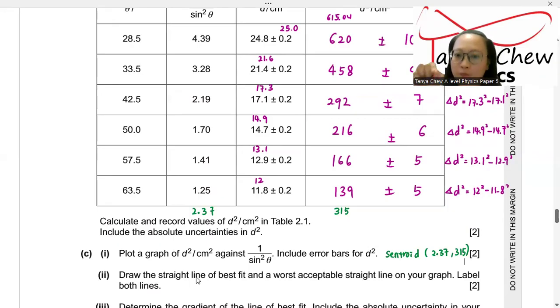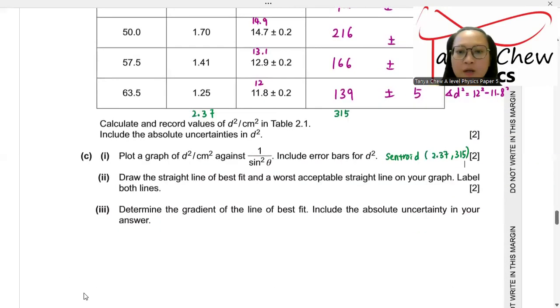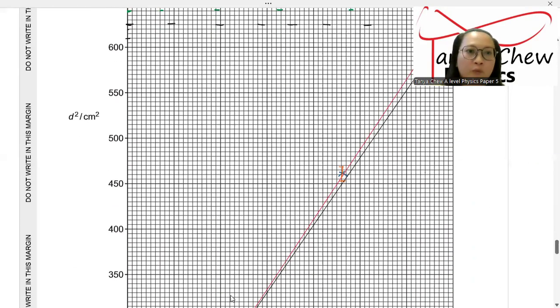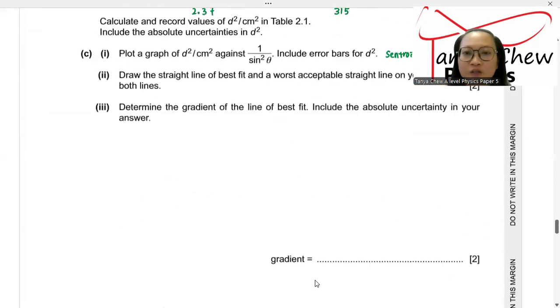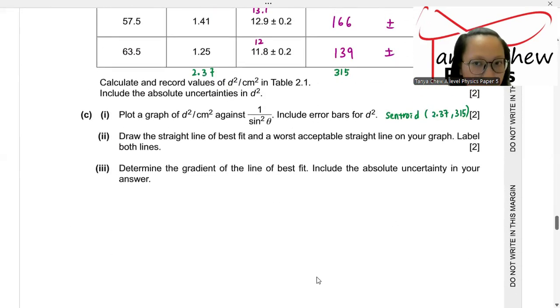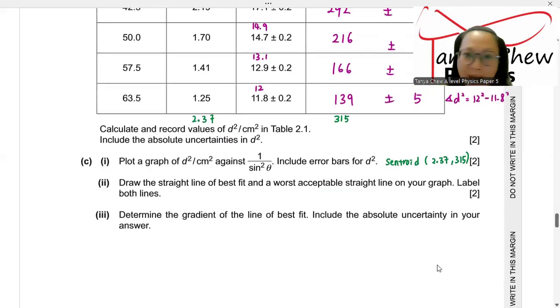So whenever you draw, refer to this centroid. The one that I plotted here might not be very accurate, I hope you understand drawing digitally is never my thing. Once you have drawn your best fit line, you include your error bars. Error bars is your y-axis error bar, so it has to form a straight line like this.